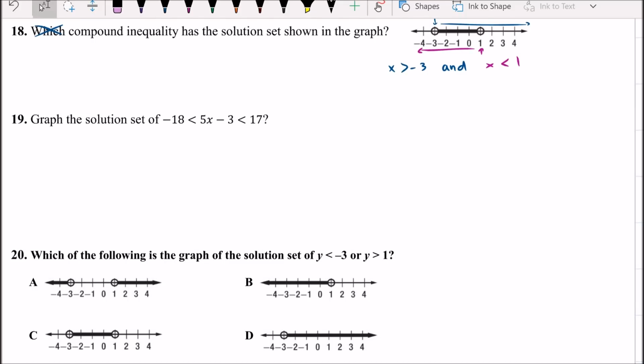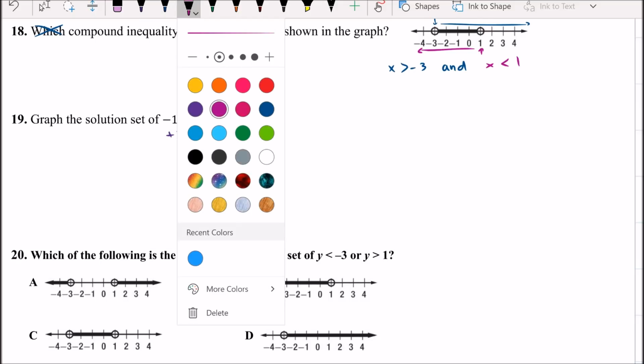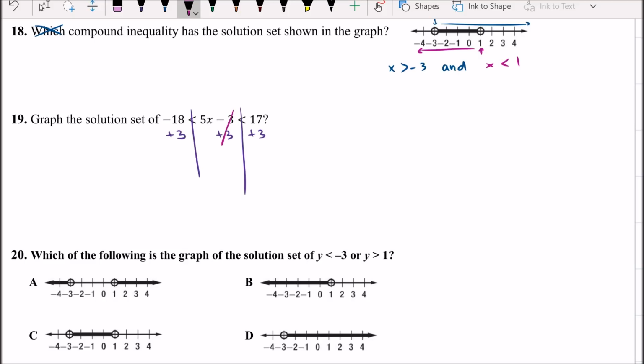Number 19. Alright, we're going to graph this. So, to get x by itself, I'm going to add 3 on all 3 sides. That will allow me to cross out -3 and +3. -18 plus 3 is -15, less than 5x, less than 17 plus 3, which is 20. Then we divide by 5 on all 3 sides.